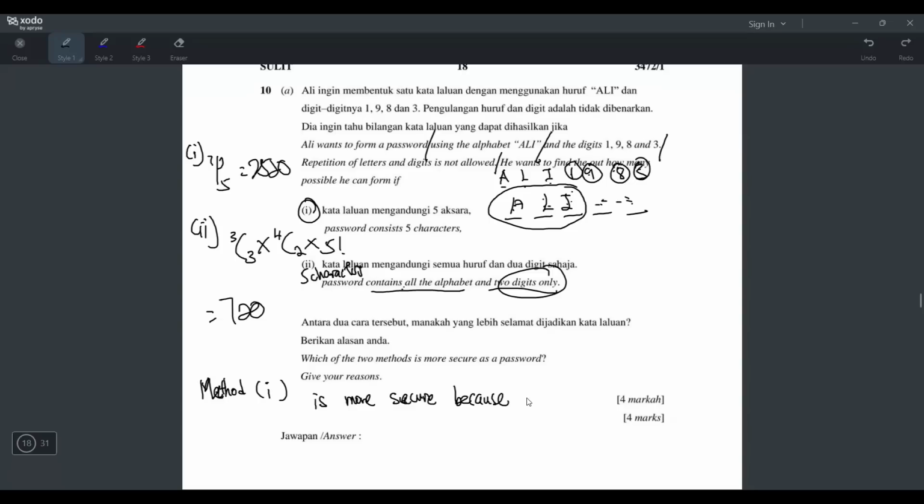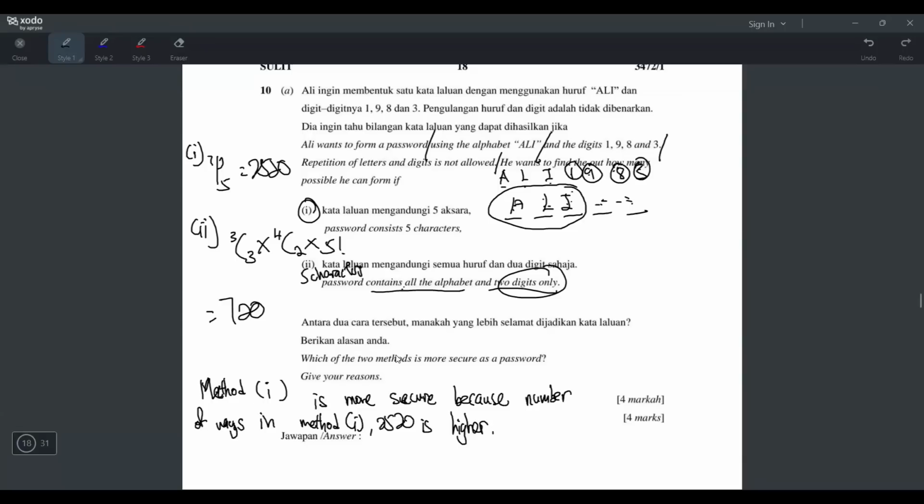Because it has... okay, I will just write: because number of ways in method one, 2520, is higher. I just write is higher.